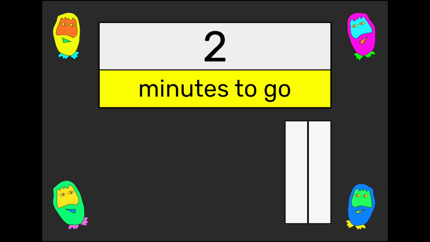Perimeter, easy to find: add up the lengths around the outside.